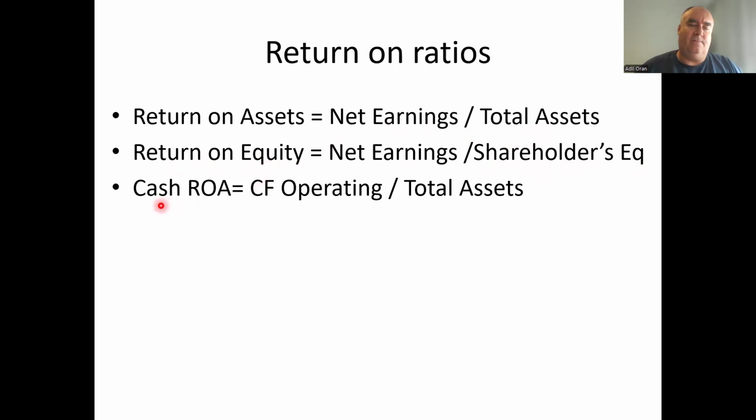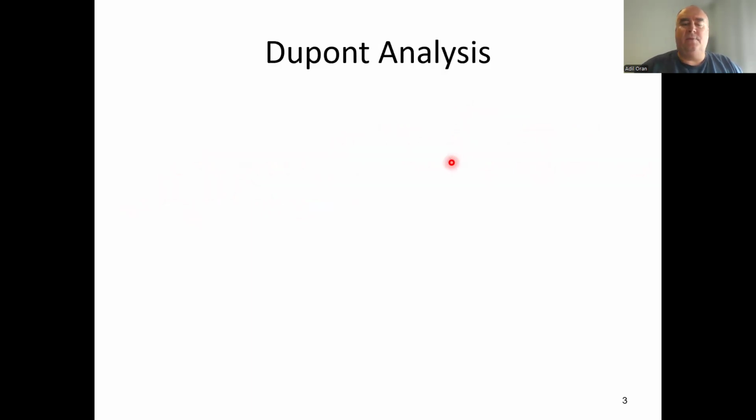There have also been some attempts to calculate more cash-based profitability measures as well, but we're mainly going to be focusing on the first two of these. So again, the DuPont analysis basically takes ROE and ROA and deconstructs these into their components.